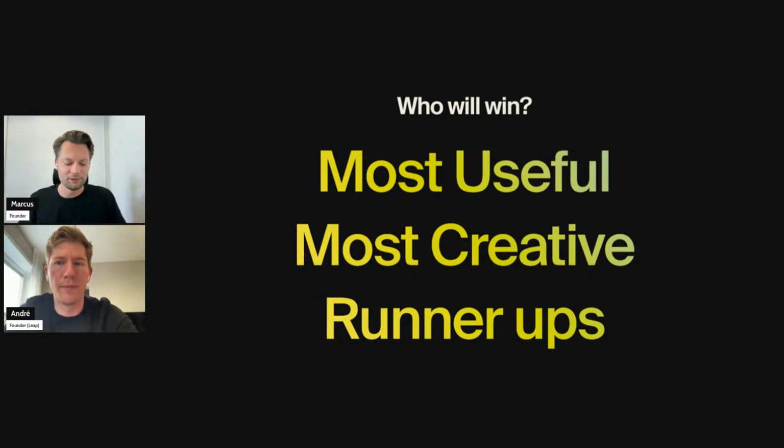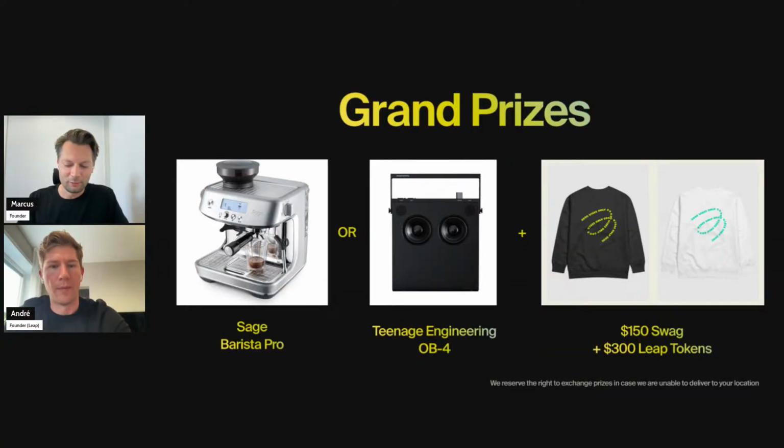So the most useful app will get a grand prize, the most creative app will get a grand prize. Then there were so many good submissions, so we'll do a few runner-ups to get a smaller prize as well. And a lot of people have been asking, what is the grand prize? Well, this is the grand prize. If you become a category winner, you get to pick between a really fancy, awesome espresso machine, or if you don't like coffee, you can pick a really cool engineered speaker, and you also get some credits in our swag store, and you get a bunch of Leap tokens as well. So you get to pick one of the hero prizes, and then you also get the swag and tokens.